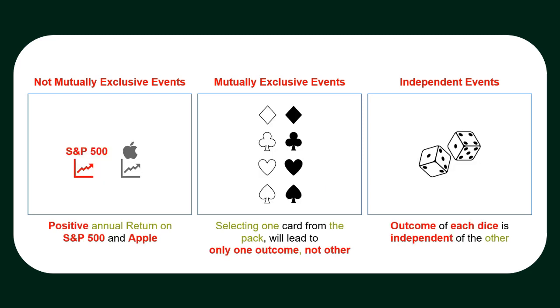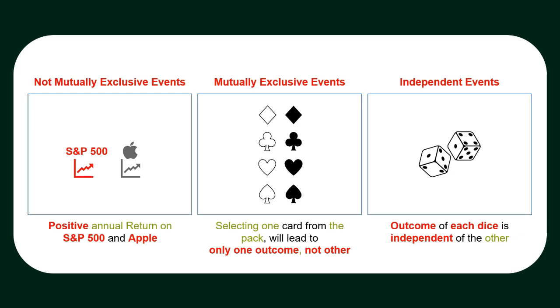First example is positive annual return on S&P 500 and Apple stock are not mutually exclusive events because both S&P 500 and Apple stock can have positive return at the same time. Apple being one of the constituent of S&P 500 index would obviously have an impact on S&P 500 annual returns, particularly when Apple is the largest constituent of S&P 500.